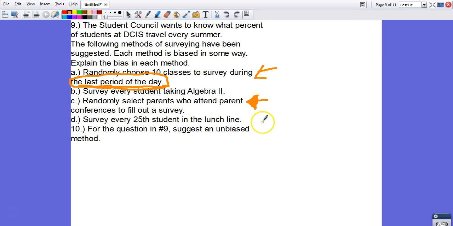For question number 9, suggest an unbiased method. You could put every single student's name in a hat and choose. You could do a random pull from the calculator, just any way that every student in the school has a chance to answer that question, right?